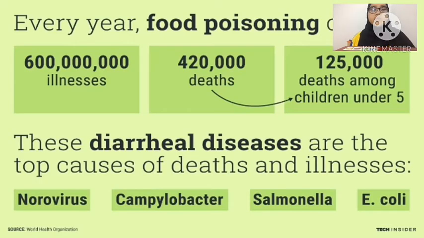Every year, food poisoning causes 600 million illnesses, 420,000 deaths, with 125,000 deaths among children under 5 years old. These diarrheal diseases are the top causes of death and illnesses.